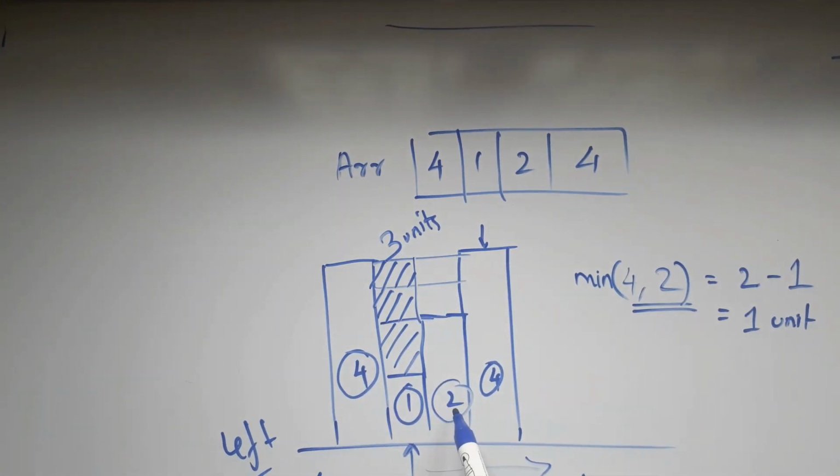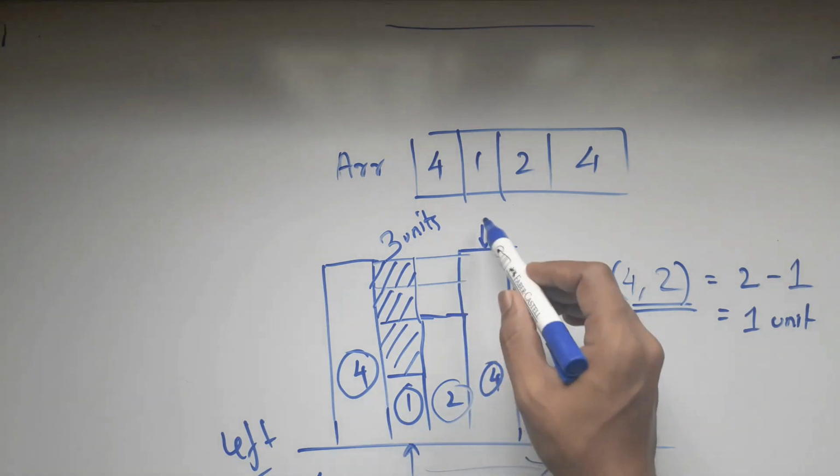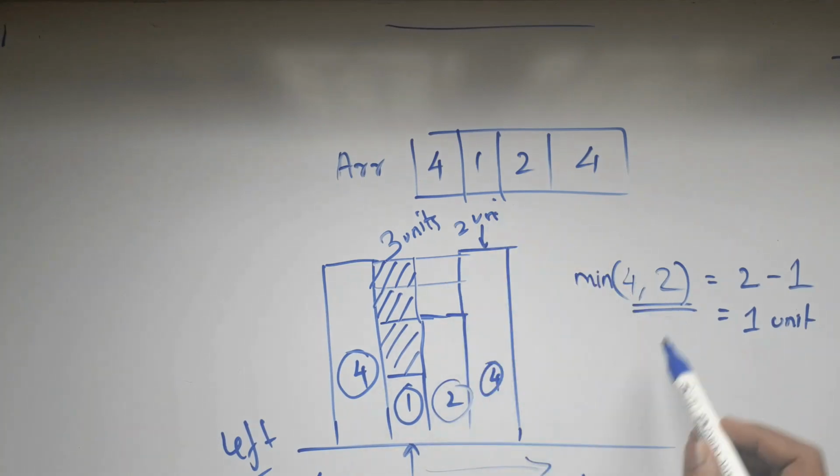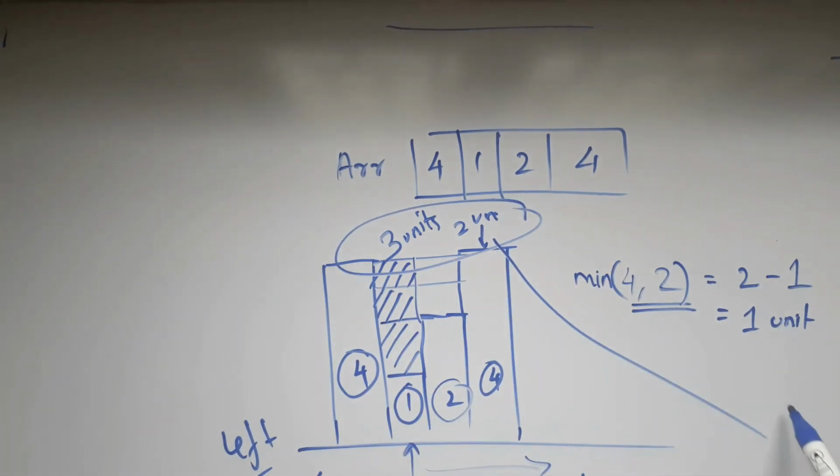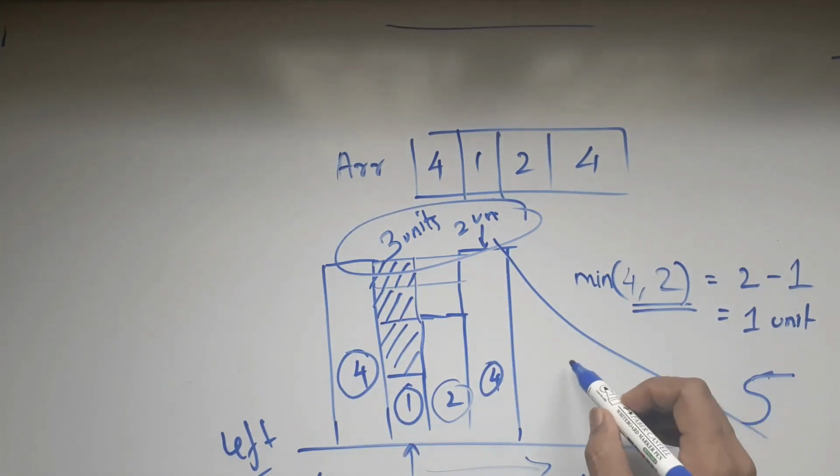In this case, the global maximum to the left and right is 4. The minimum of both of them is 4. 4 minus 2, you will get 2 units. So if you add them, you'll get a result of 5 units.